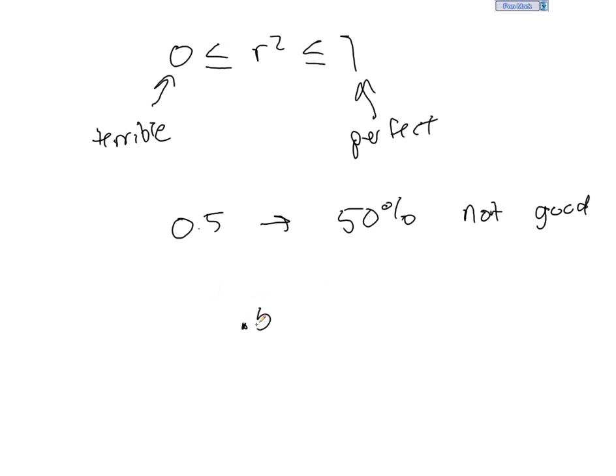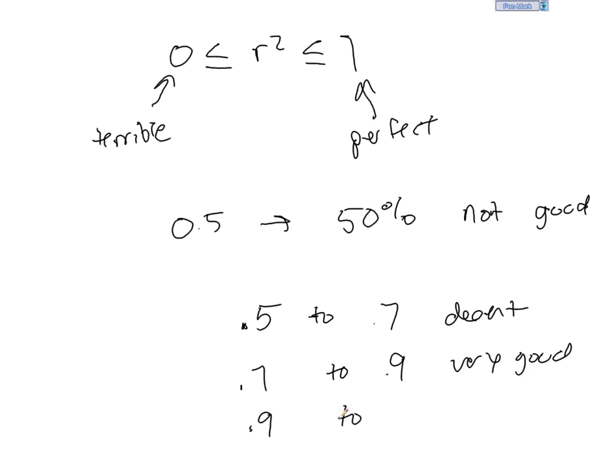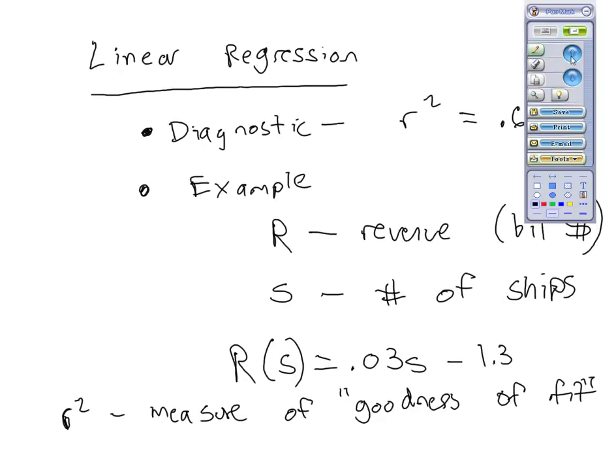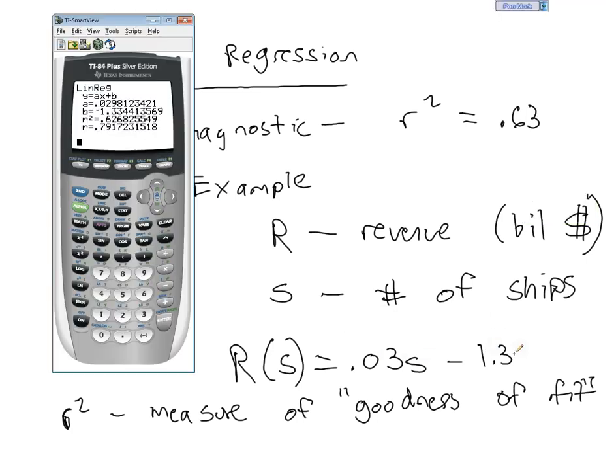Generally, depending on the discipline, 0.5 to 0.7 is decent. 0.7 to 0.9 is very good. Think about this as your grade. 70% to 90% can be a very good range, and 90 to 100 is awesome. I'll just describe it that way, but just note that it varies from discipline to discipline. So we've got our equation, R of S equals 0.03 S minus 1.3.